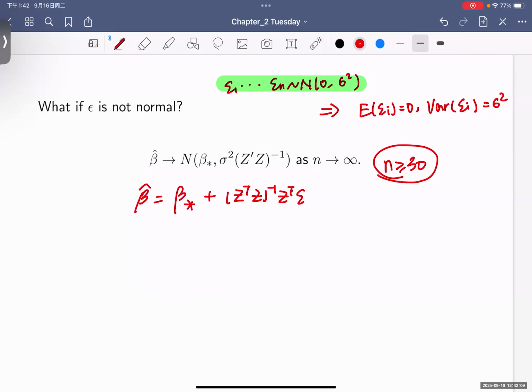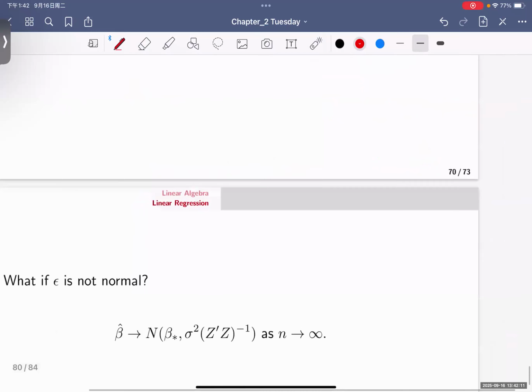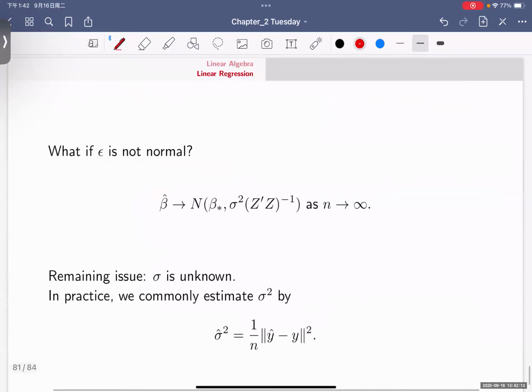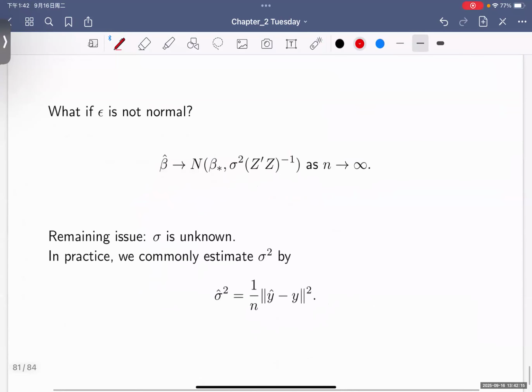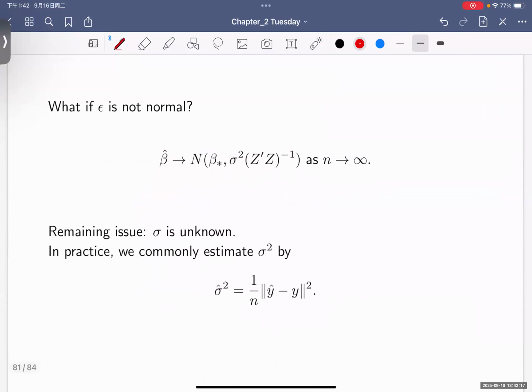So this is the answer to my earlier statement. We do not require epsilon to be normal, and our least square estimate is still a normal distribution. This is different compared with our earlier result, which said that beta hat follows a normal distribution right down at this one.